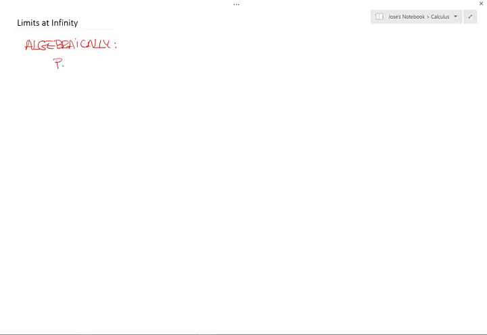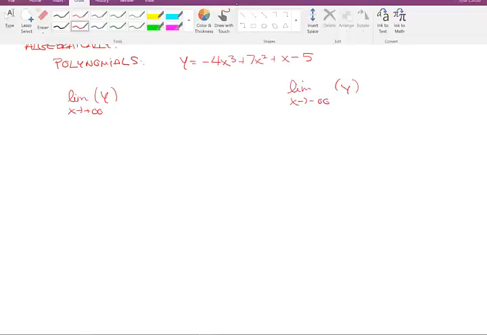Let's start with polynomials. So let's say that we're being given a polynomial. Let's say that the function that I'm working with is y is equal to negative 4x cubed plus 7x squared plus x minus 5. And we're being asked both what is the limit when x goes to positive infinity of this function y, and what is the limit when x goes to negative infinity of this same polynomial y. And this is pretty easy, you guys have done this before.